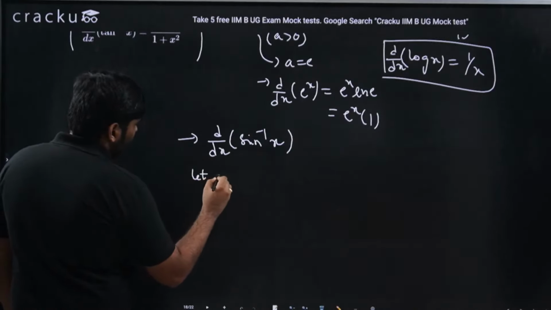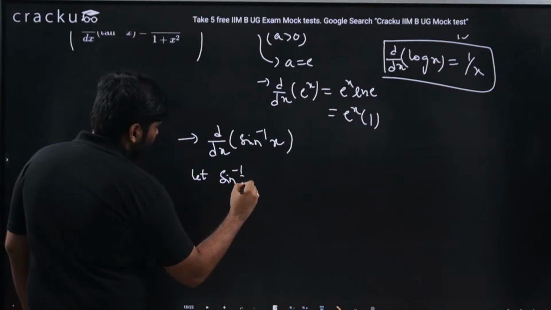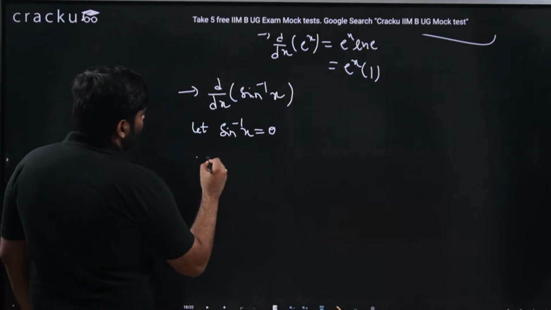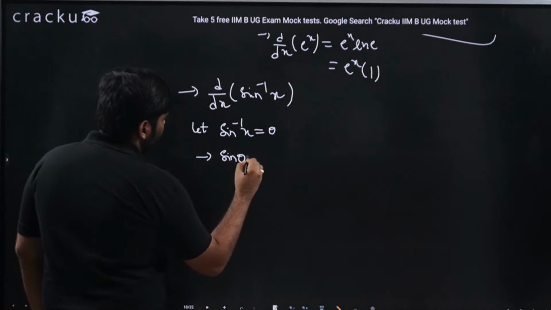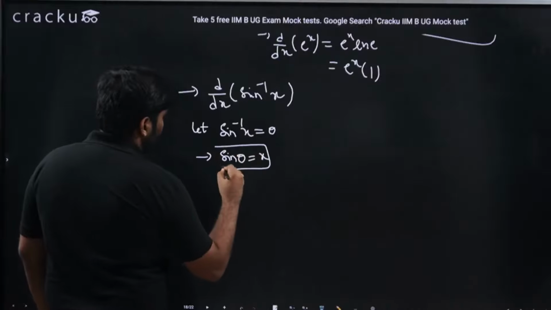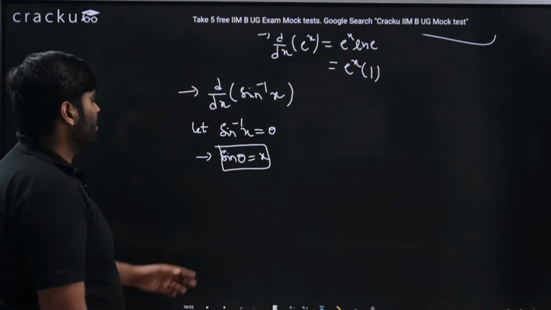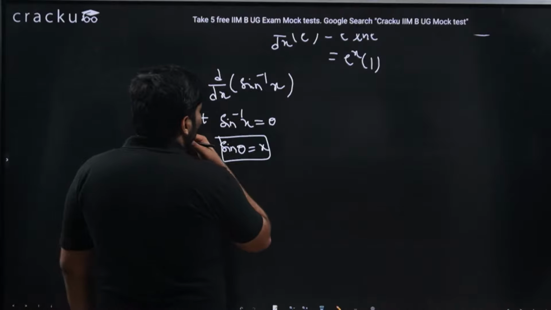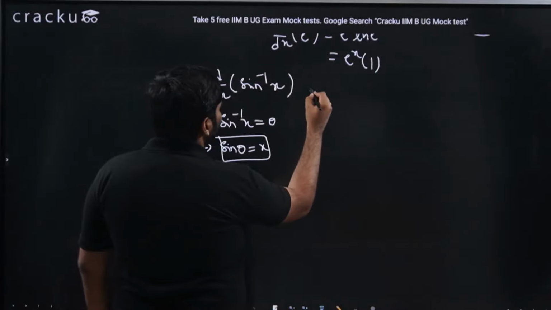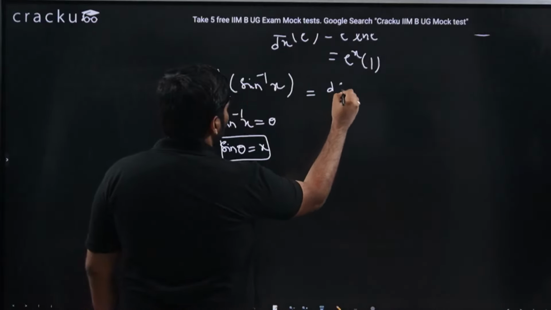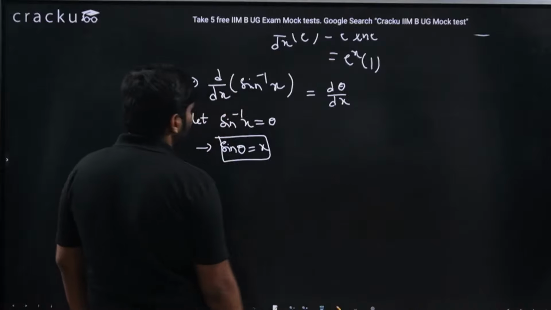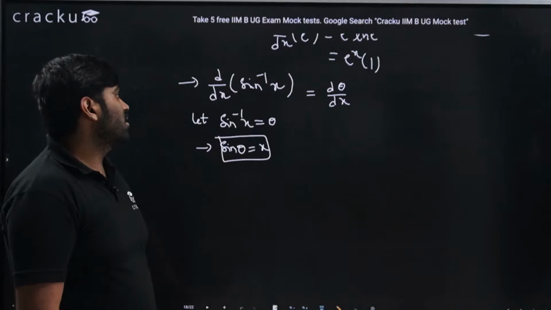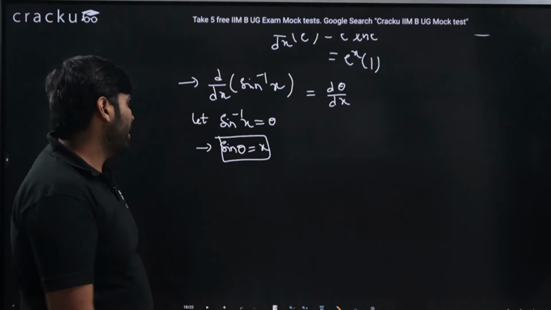Let this particular sin inverse x be equal to some theta. This is nothing but sin theta is equal to x. Now, what is d by dx of sin inverse x? We are doing nothing but d theta by dx, because I am assuming sin inverse x as theta. D by dx of sin inverse x is nothing but we are interested to find d theta by dx.